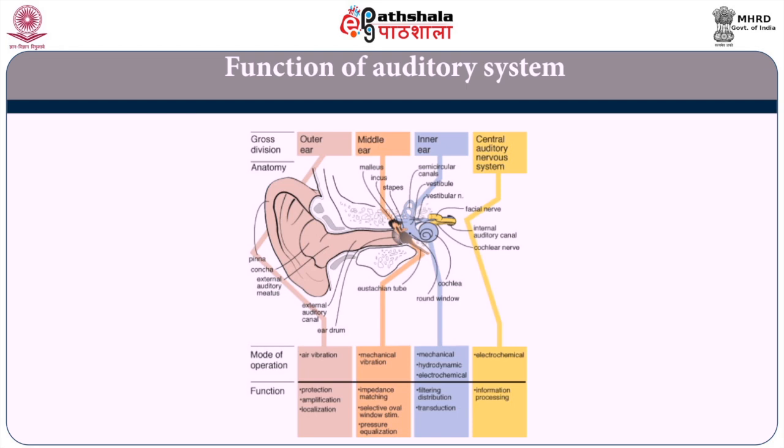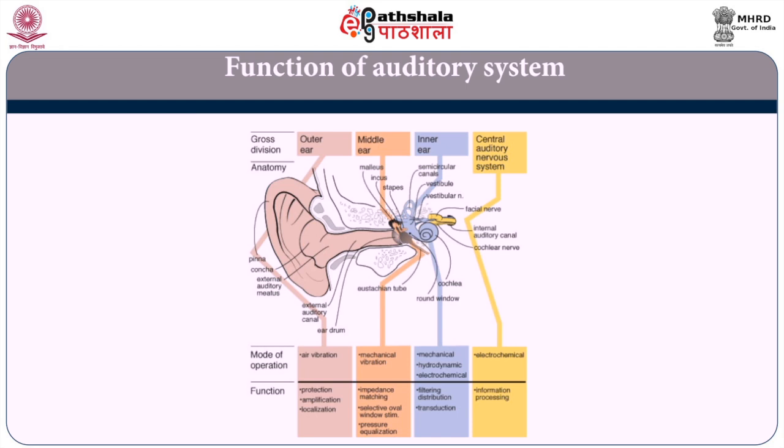As you know, the middle ear is connected to the throat through the eustachian tube. So, when you have infections of the throat, the eustachian tube does not function properly, and then you have infection in the middle ear, and that can affect your ability to hear speech. So, the middle ear has an impedance matching function, a pressure equalization function, and it also conveys mechanical vibration to the inner ear.